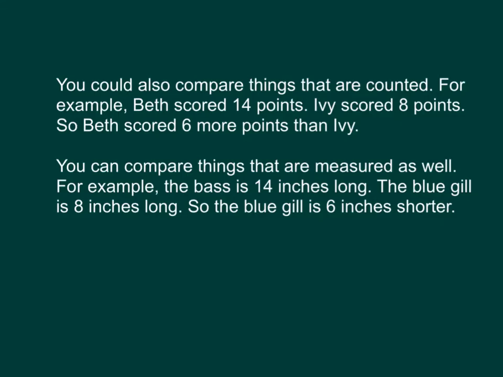Boys and girls, you could also compare things that are counted. For example, Beth scored 14 points, Ivy scored 8 points, so Beth scored 6 more points than Ivy. You can compare things that are measured as well. For example, the bass is 14 inches long. The bluegill is 8 inches long. So the bluegill is 6 inches shorter.